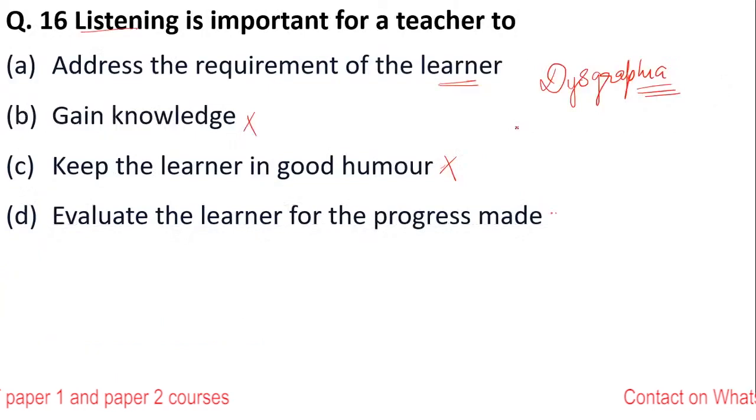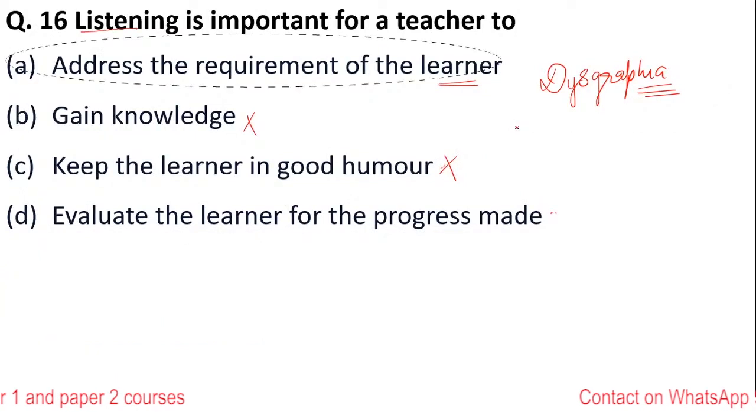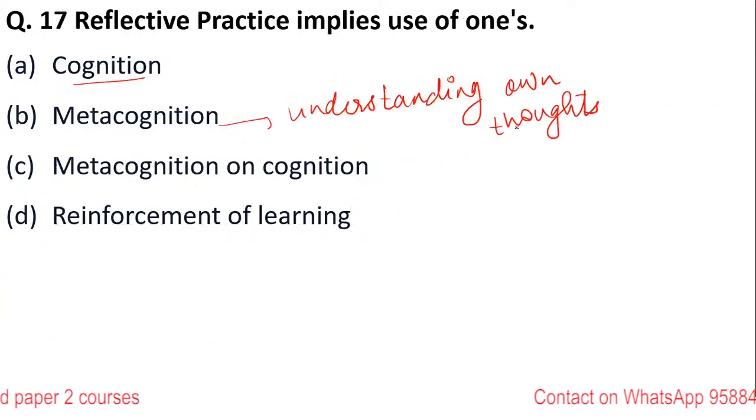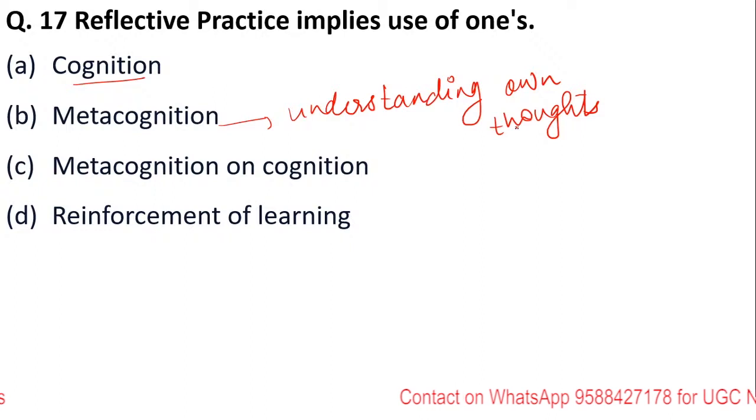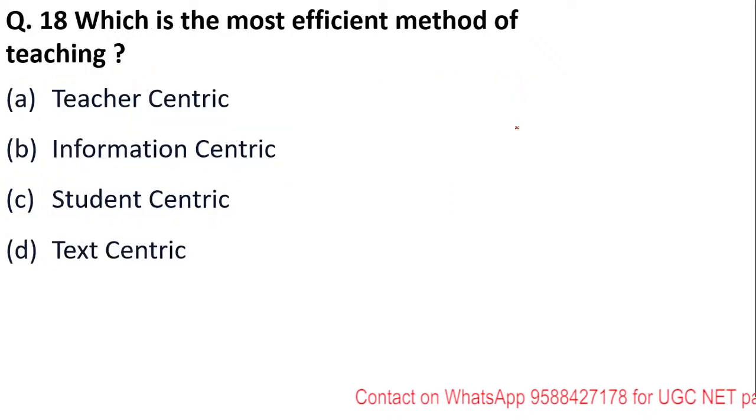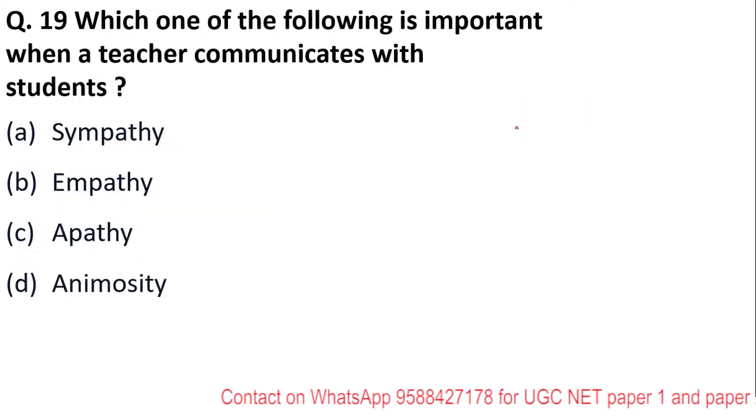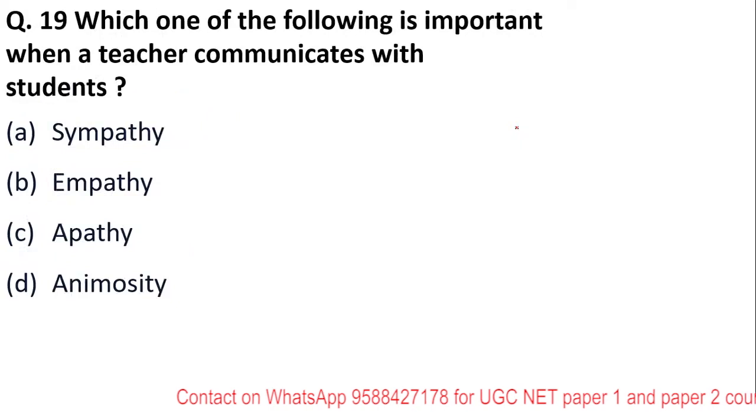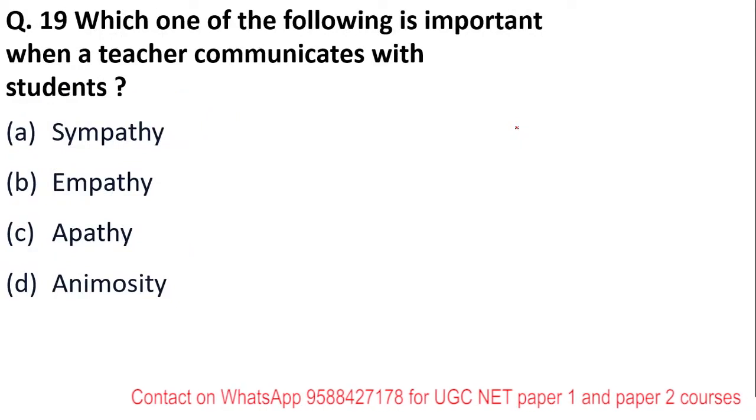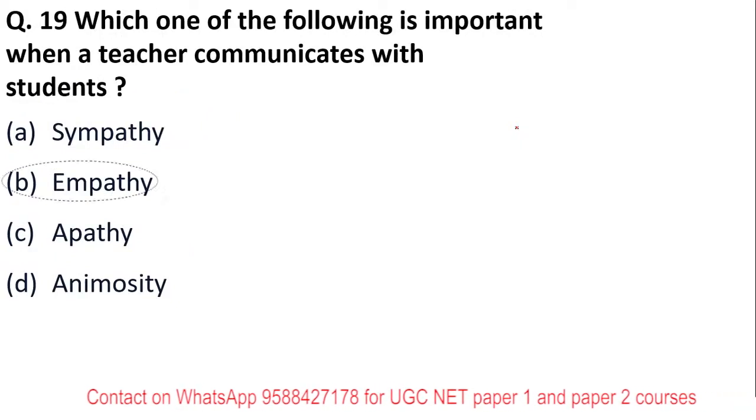Listening is important for the teacher to address the requirement. What are the requirements the learner is facing? Reflective practices use metacognition. Metacognition is understanding your own thoughts. The most efficient method of teaching is student centric. Which one of the following is important when a teacher communicates with the student? There should be empathy. The teacher should have empathy.